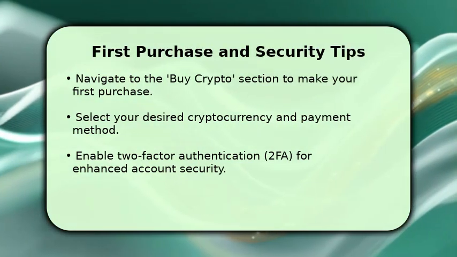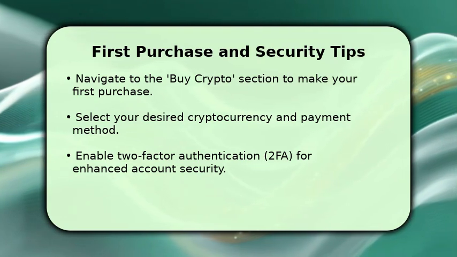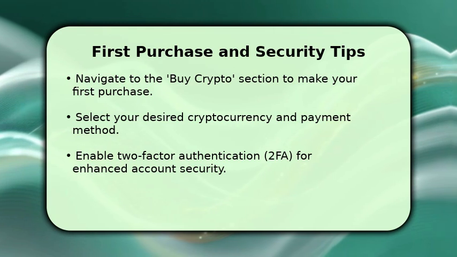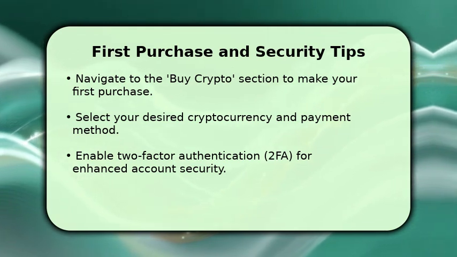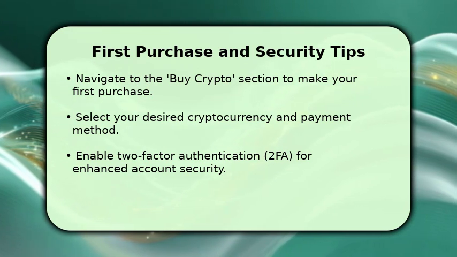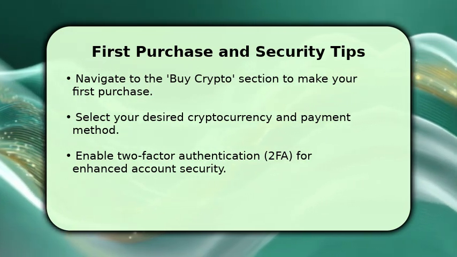With your account funded, you're ready to make your first cryptocurrency purchase. Head to the Buy Crypto section, choose your preferred fiat currency, and select the crypto you wish to buy, such as Bitcoin. You can use a market order for immediate purchase or a limit order for a specific price.